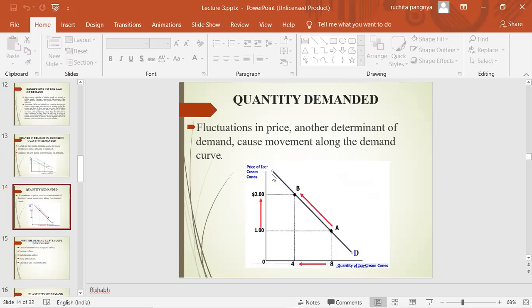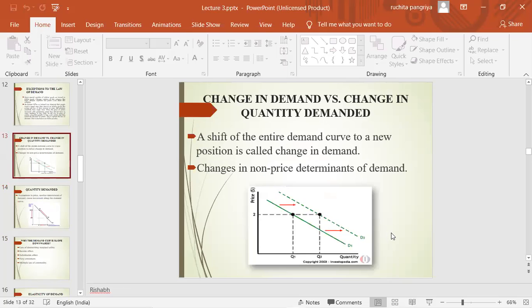Okay. So in this curve you can see this D is your demand curve. At point A, the price is $1 and the quantity of ice cream cones is 8. When the price of ice cream increases, at point B you can see that the price is $2 and the quantity demanded came down to 4. So our demand moved from point A to point B with the increase in the price, and quantity demanded came down. So you can see that in the same demand curve we are moving from one point to another point. So it is your movement along the demand curve.